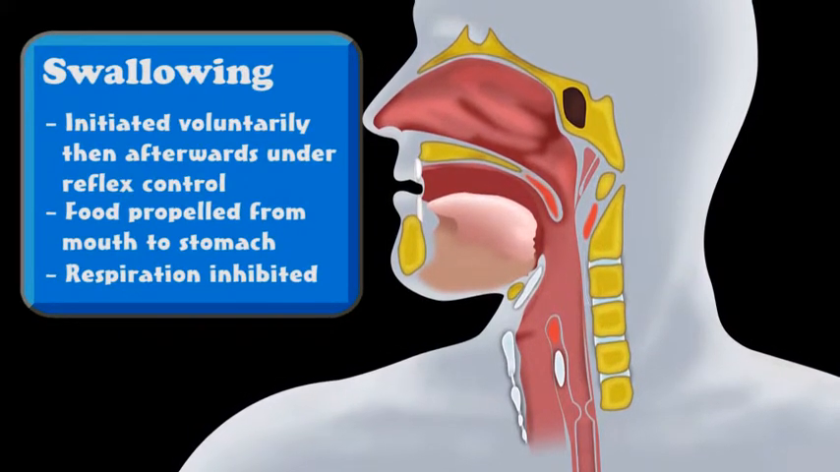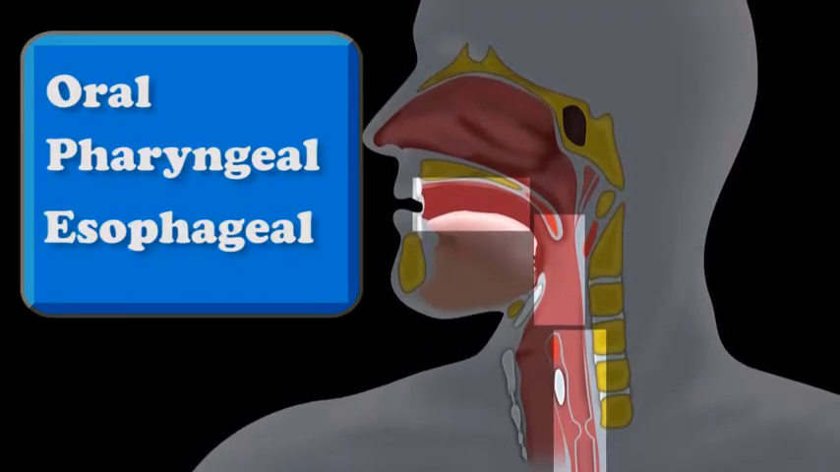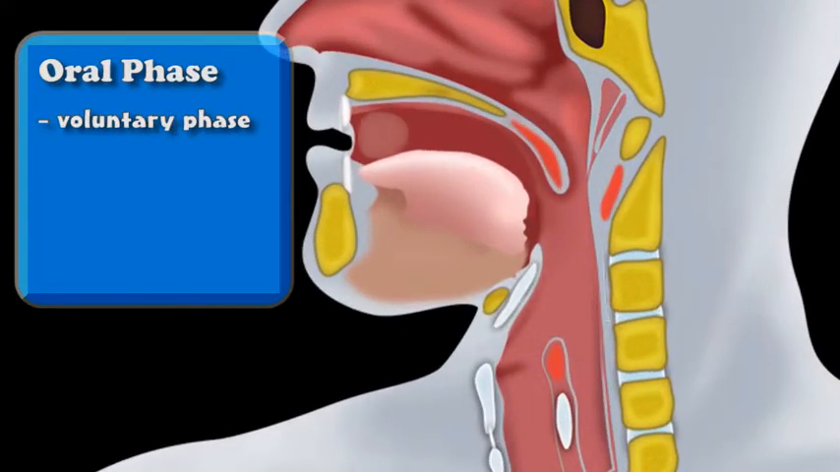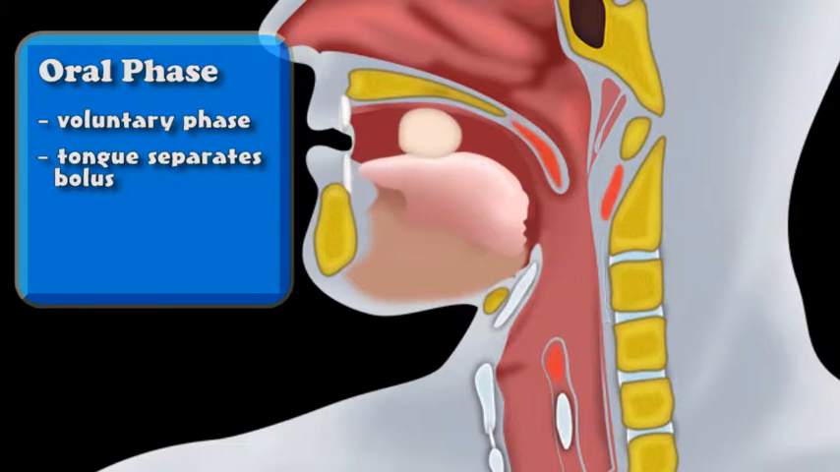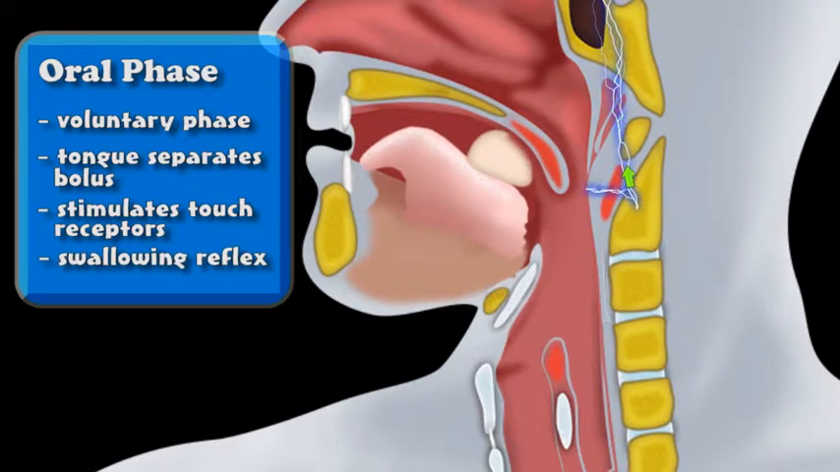Swallowing can be divided into three phases: the oral, pharyngeal, and the esophageal phase. The oral, or the voluntary phase, of swallowing is initiated when the tongue separates a bolus of food from the mass of food in the mouth. It then moves the bolus upwards and backwards into the mouth repeatedly before forcing the bolus into the pharynx, where it stimulates touch receptors that initiate the swallowing reflex.